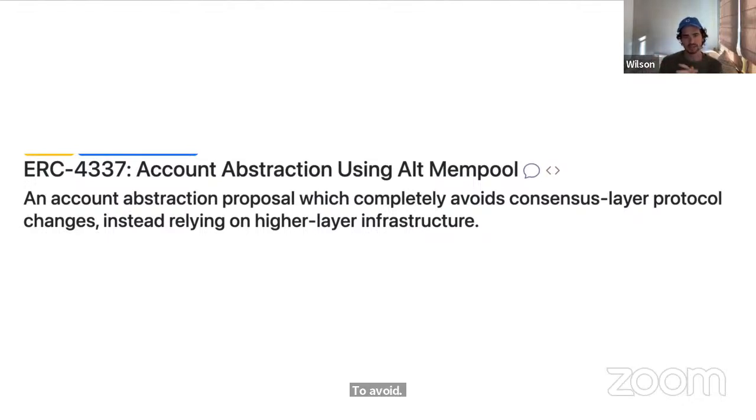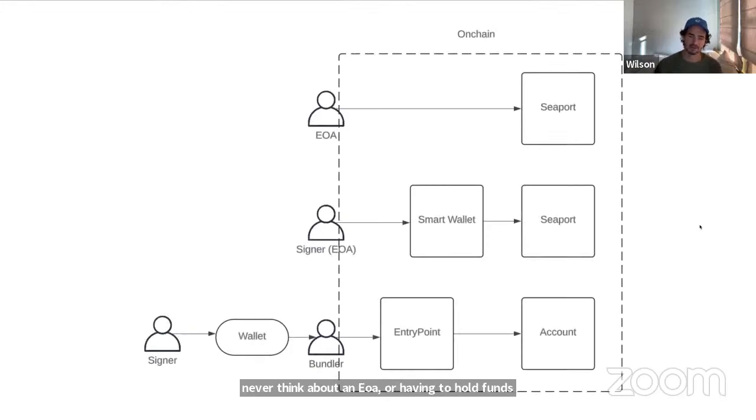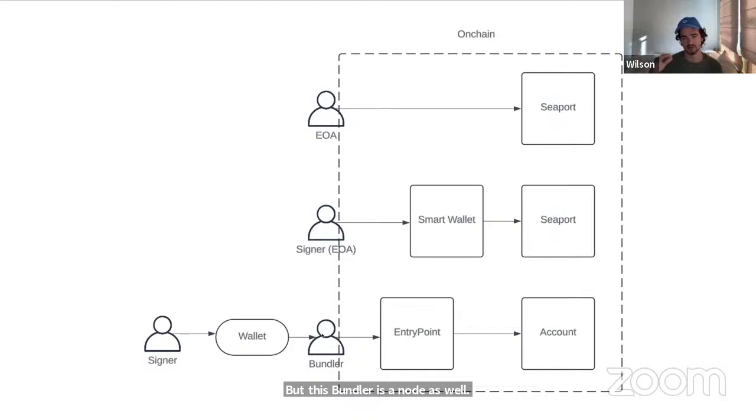Account abstraction, ERC 4337, is a proposal to avoid changing how Ethereum actually runs, but give users a way to use a smart wallet as their primary account and never think about an EOA or having to hold funds anywhere else. And the way this happens is that you introduce a new party called a bundler. Let's say I have my signer and I sign on my wallet app. This is your off-chain wallet. Then that goes to a bundler. The bundler is technically on-chain. It just looks like a normal address, like an EOA. But this bundler is a node as well. You can think of it as a node that receives user operations, bundles them together, and gets them on-chain. And this goes into what's called an entry point.